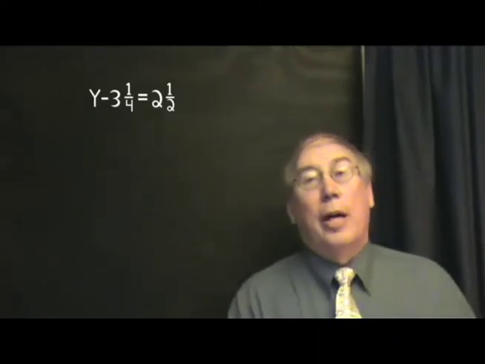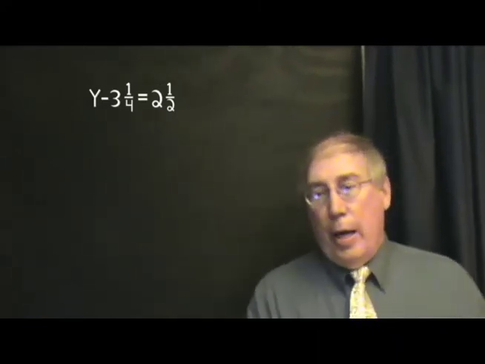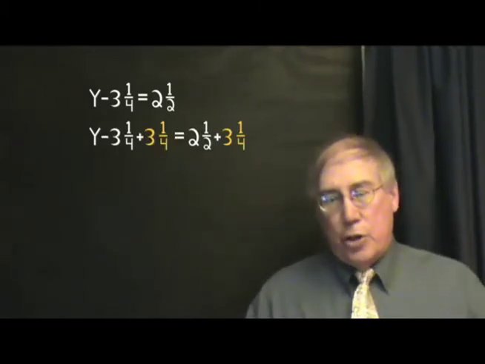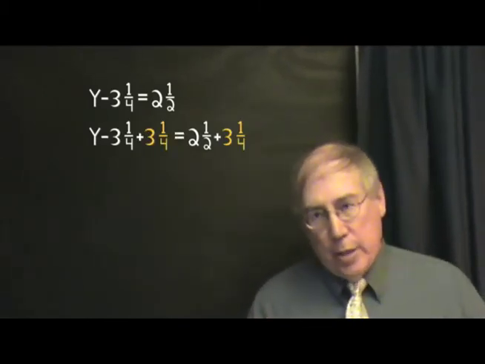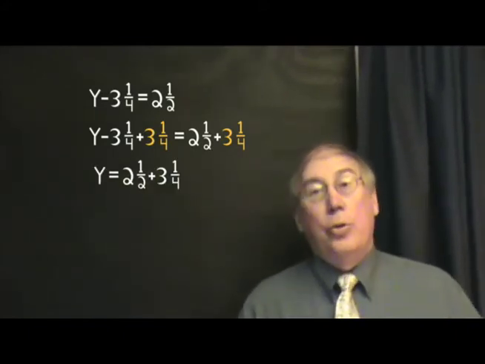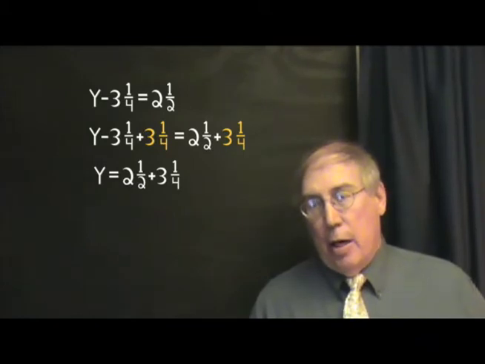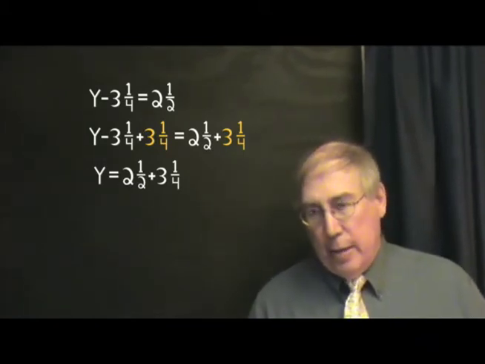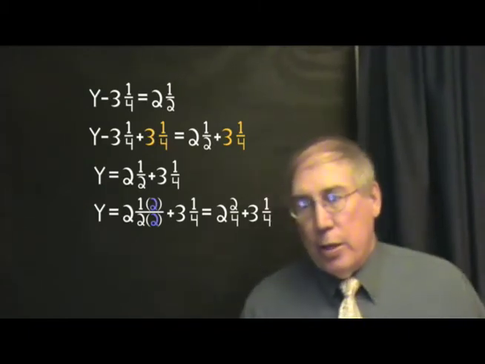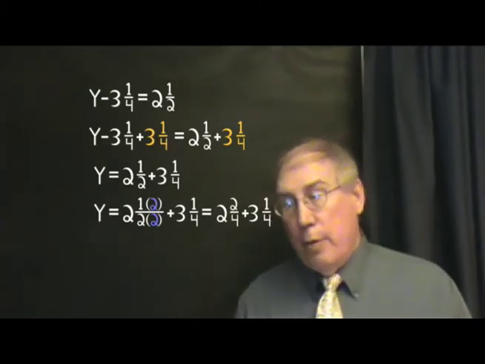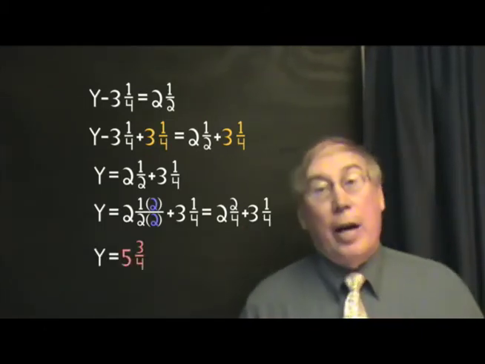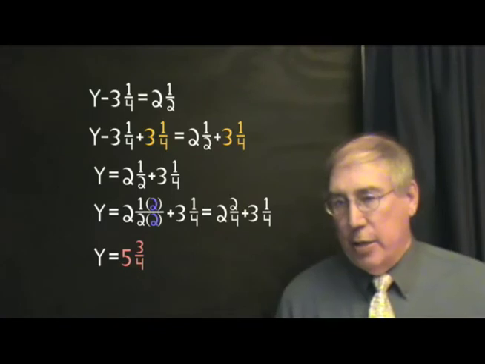This one here, the denominators aren't the same. We're going to add 3 1/4 to both sides. Now we're going to have to change that 1/2 to fourths. So what we need to do is multiply 2 times the numerator and denominator of 1/2 so that we can get it to be fourths. And so we get 2 2/4 plus 3 1/4. Now we can just add the numerators together, and so we'll get 5 3/4 as our answer.